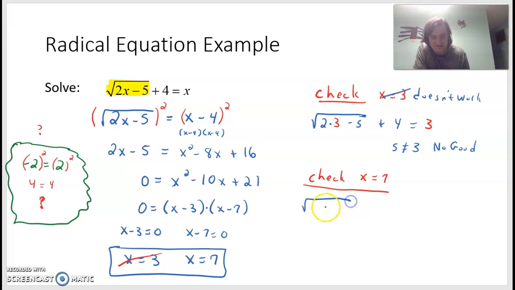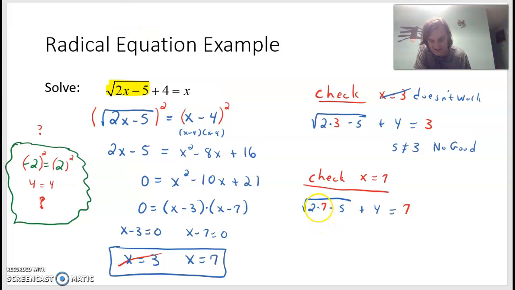All right, square root of 2 times 7 minus 5 plus 4 equals 7. Let me clean up that multiplication there because it looks a little weird.